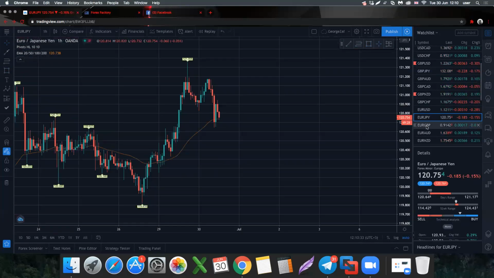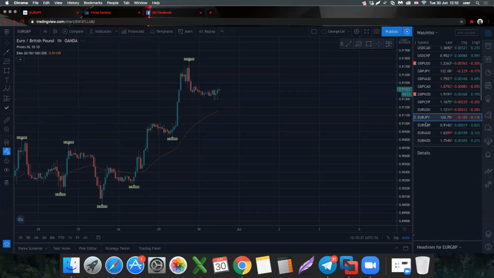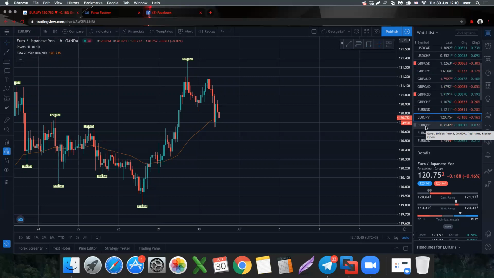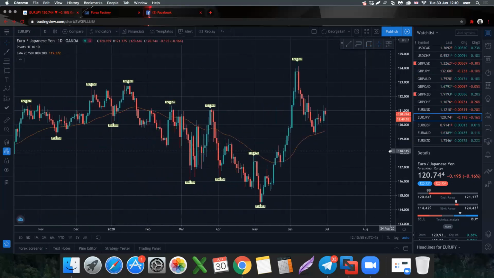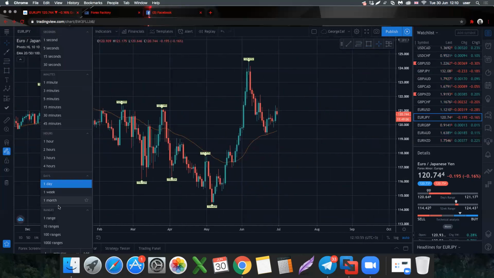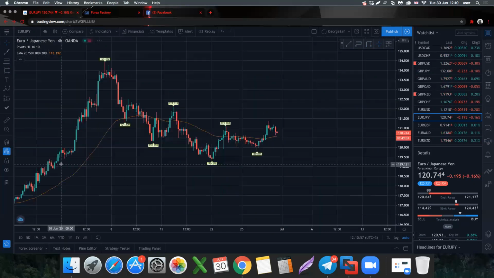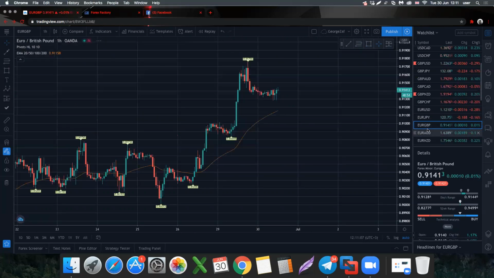Let's take a look at this. Euro JPY. You see, there are clear uptrends here. Here is not that clear. Okay, Euro JPY. Day one. 4 hours. And 1 hour. Euro GBP.